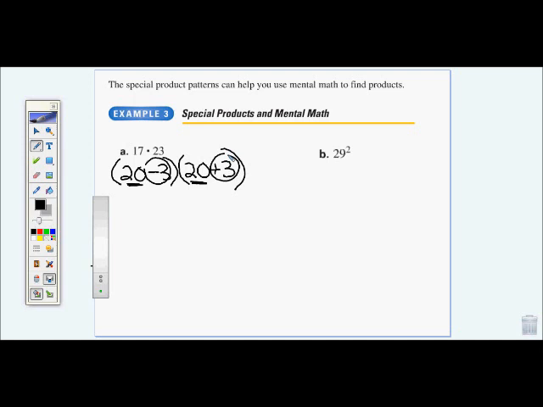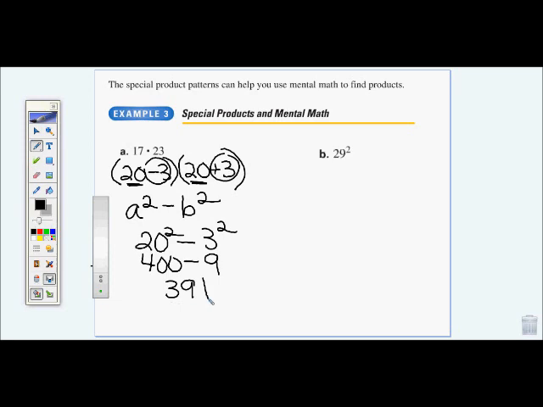So my answer is going to be a squared minus b squared. When I look at that, my a term would be my 20 squared, and that's going to be minus my b term, which is 3, and we're going to square that. So 20 squared is 400, minus 3 squared is 9, and again, all mental math this way, 391. So 17 times 23, boom, 391.